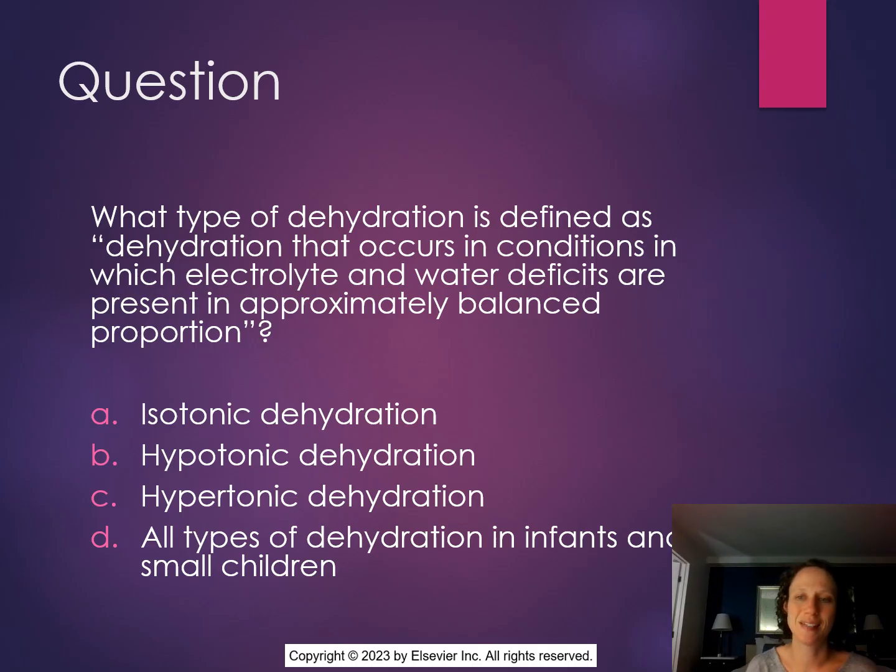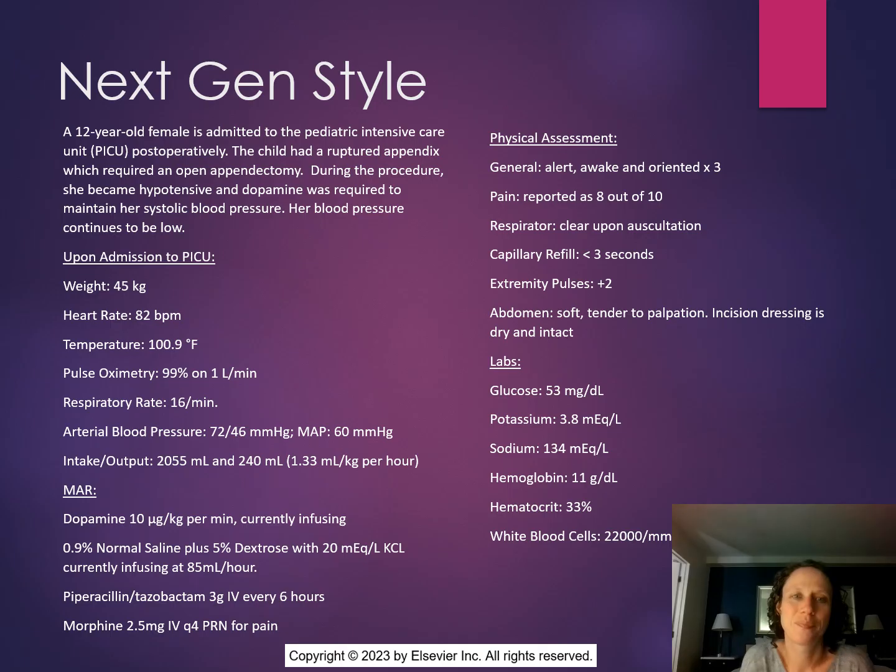Isotonic. Yes. Good job. Okay, we're going to do a little next gen style. So we have a 12-year-old female who's admitted to the pediatric intensive care unit post-operatively. The child had a ruptured appendix, which required an open appendectomy. During the procedure, she became hypotensive, and dopamine was required to maintain her systolic blood pressure. Her blood pressure continues to be low.